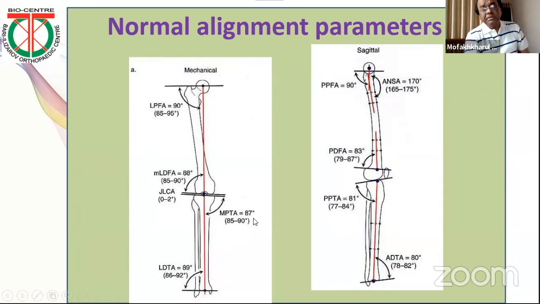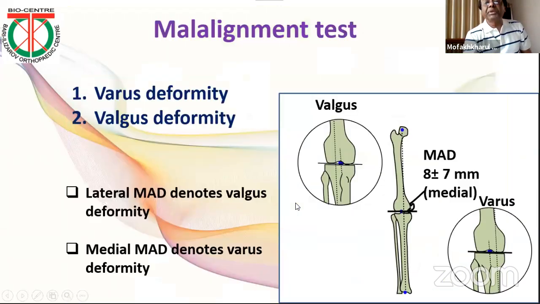Easy, 87, 87. This is 89, this is 90, okay. Otherwise, you will forget. And in sagittal view, you see PPFA, proximal femoral angle here, 90 degrees, PDFA, you see laterally 83, 83, 90, 83, 81, and this is 80. From top to bottom in sagittal view, up is 90, then 83, then 81, then 80. So these are the angles you should keep in your mind for deformity correction.